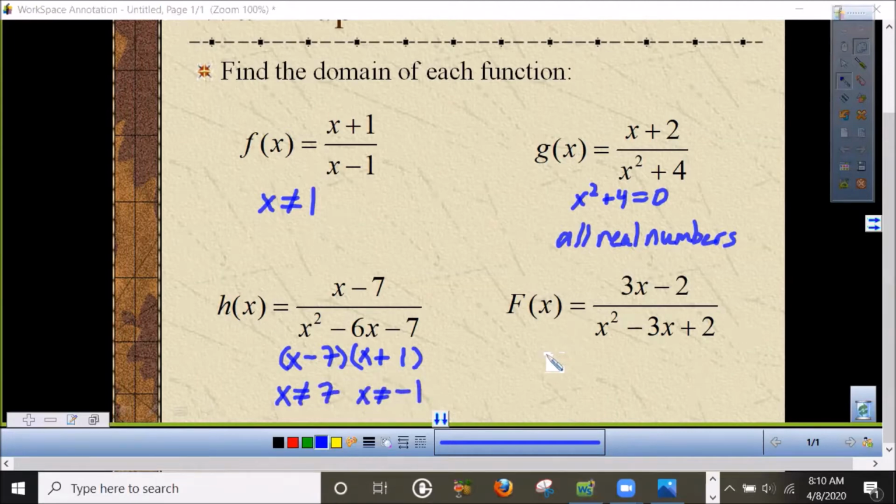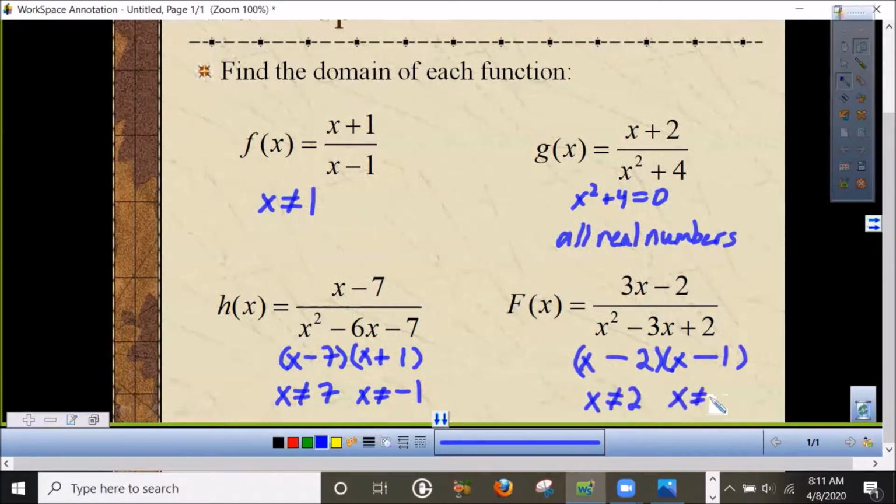Finally, for capital F of x, our denominator is x squared minus 3x plus 2. Again, we need to factor this denominator. It will factor as x times x at the beginning, 2 times 1 at the end, and this time both of them need to be negative to make the minus 3x in the middle. So we should not let x equal 2, and we should not let x equal 1. The domain is all real numbers except for 2 and 1.